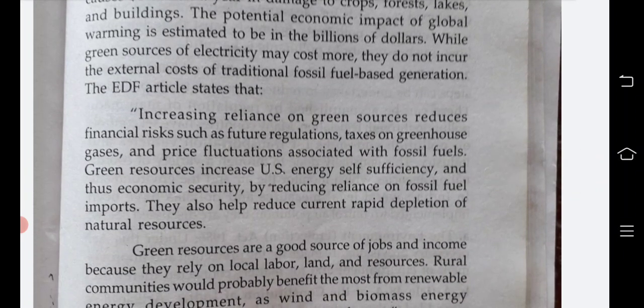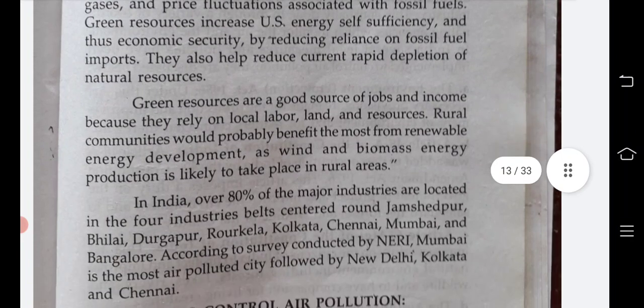Increasing reliance on green sources reduces financial risks such as future regulations, taxes on greenhouse gases and price fluctuations associated with fossil fuels. Green resources increase US energy self-sufficiency and thus economic security. By reducing reliance on fossil fuel imports, they also help reduce the current rapid depletion of natural resources.